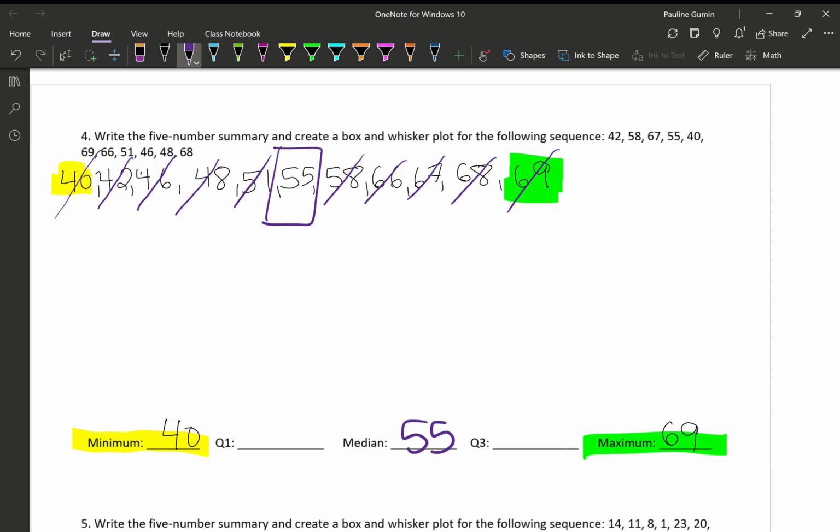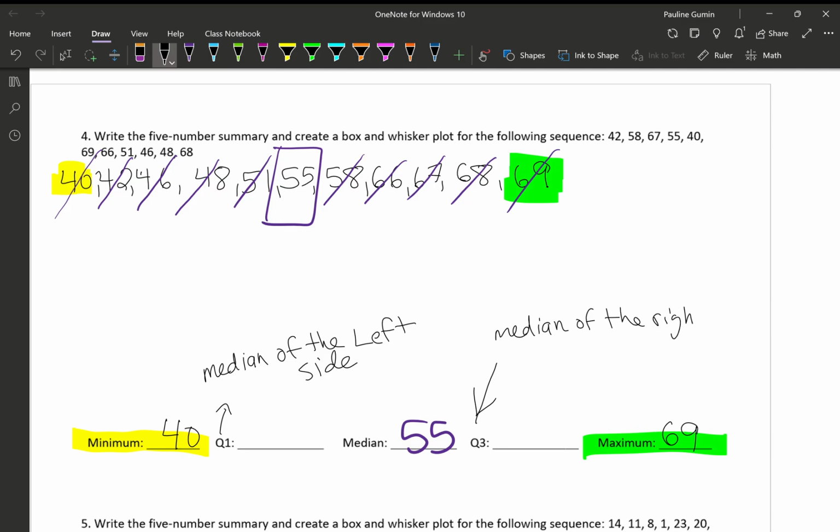Now, the question is, what are Q1 and Q3? Well, Q1 is the median of the left side of the data. And Q3 is the median of the right side. So let's do it. Let's find the median of the left and of the right. I'm going to start with the left. So I'm going to cross one of these off. Okay, 46. If I had 2 numbers left in the middle, just like last time, I'd add them and divide.